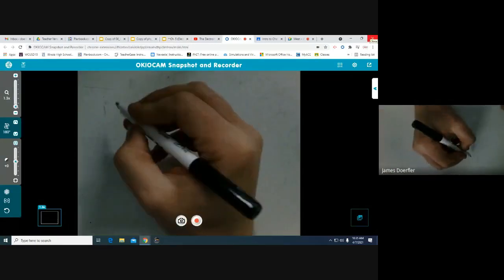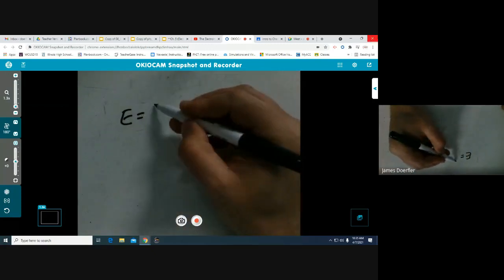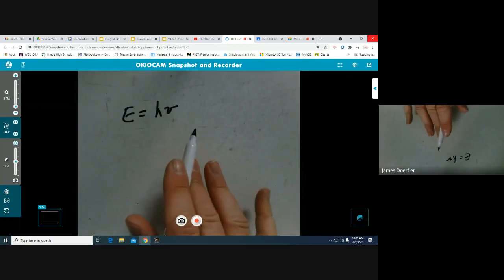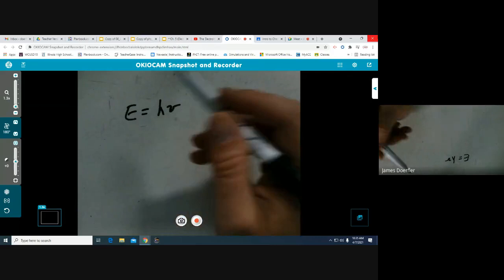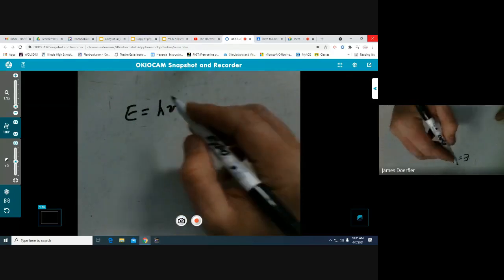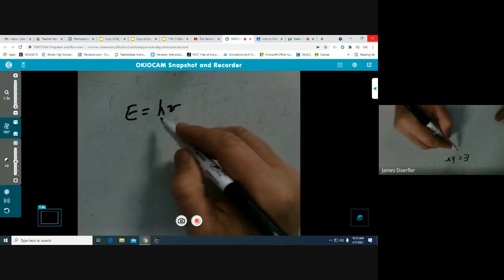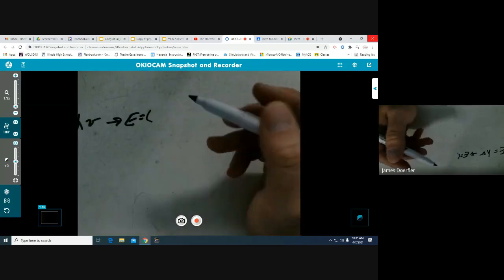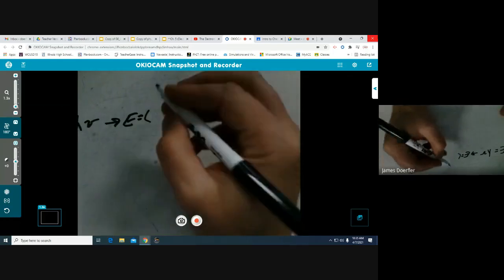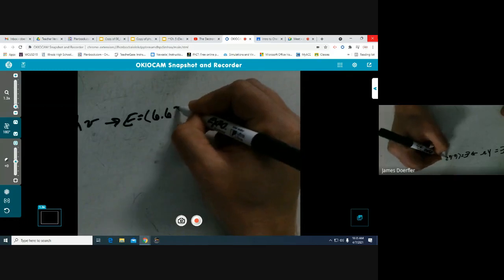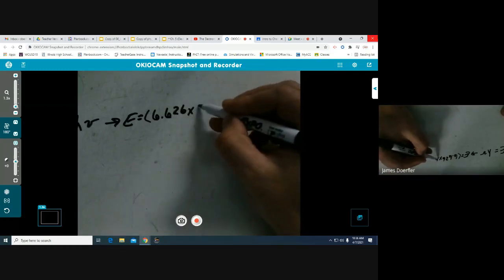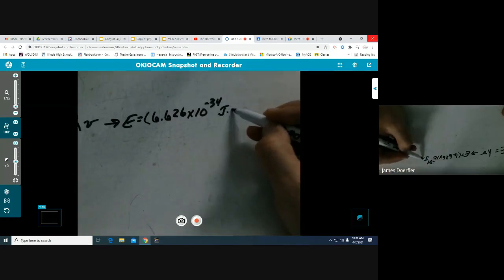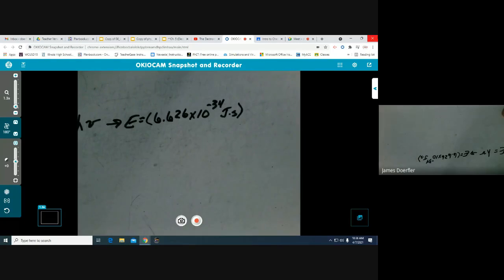All right, so first, our formula. E is equal to Planck's constant, h, times nu. So we're solving for E, so we don't have to do any rearranging here. All we have to do is plug in our values. Now, our first value is Planck's constant, okay? So again, I'm using parentheses, 6.626 times 10 to the negative 34th joules times second, close parentheses.